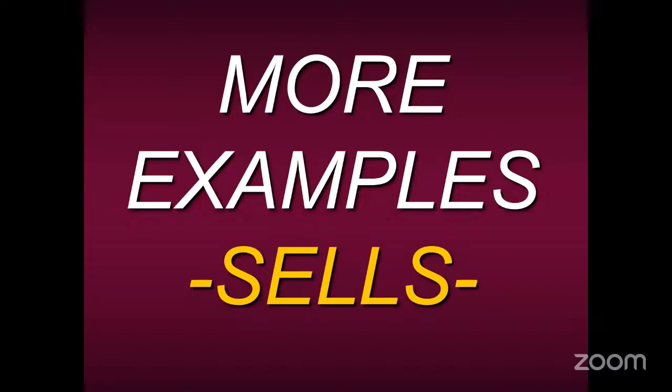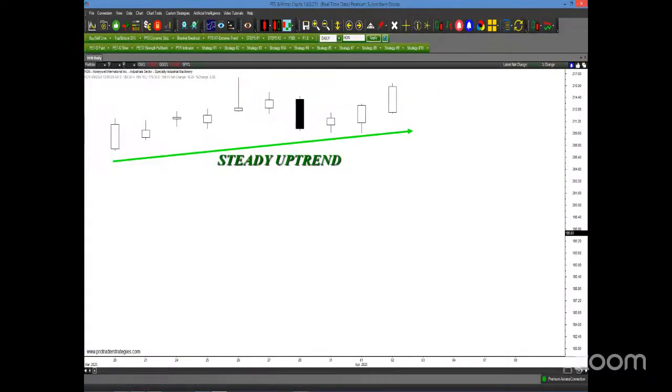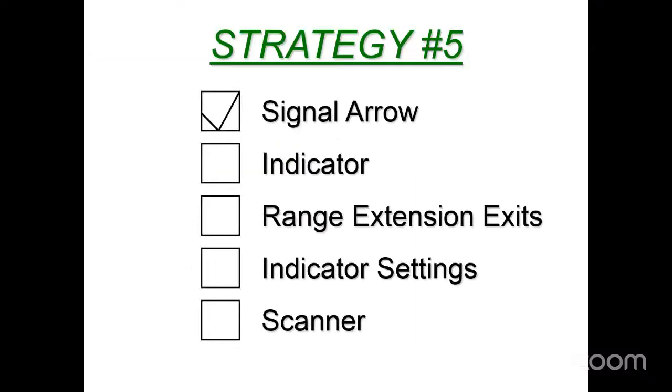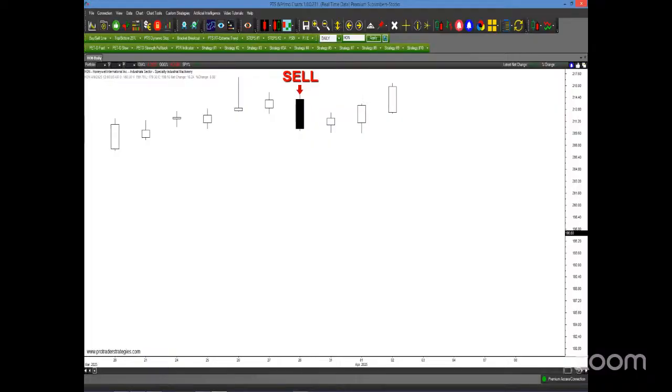All right, so we've looked at buy setups. Let's look at some sell setups, okay? These are more recent because we've seen the market and how it's recently acted. All right, here's a chart of Honeywell coming into this month. It's in a steady uptrend, right? Okay. We apply strategy number 5, and it's generating a sell signal.